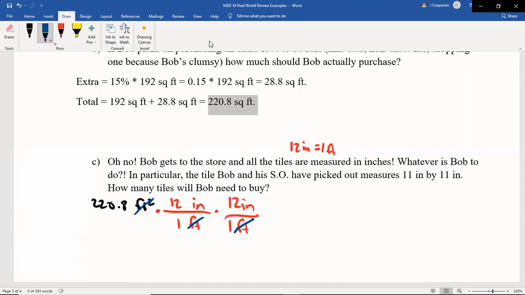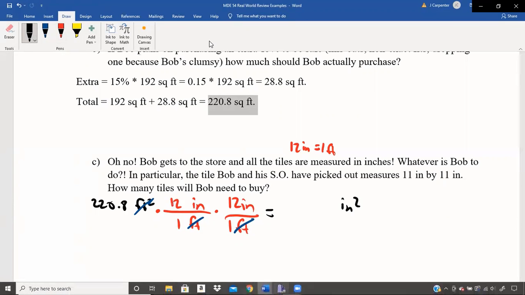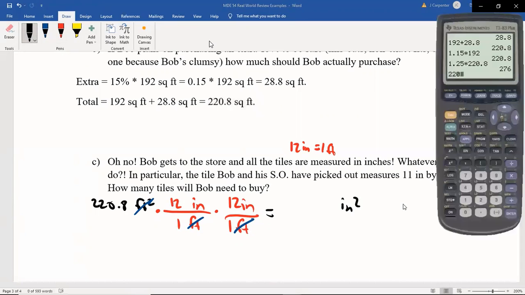Now, if that's inches and that's inches, that means that our answer will be in inches squared. Anything times itself is itself squared. And we can just do the math, the product of 220.8 times 12 times 12, since those 12s are in the top. If the 12s had been in the bottom, we divide. And we get a big number, 31795.2.